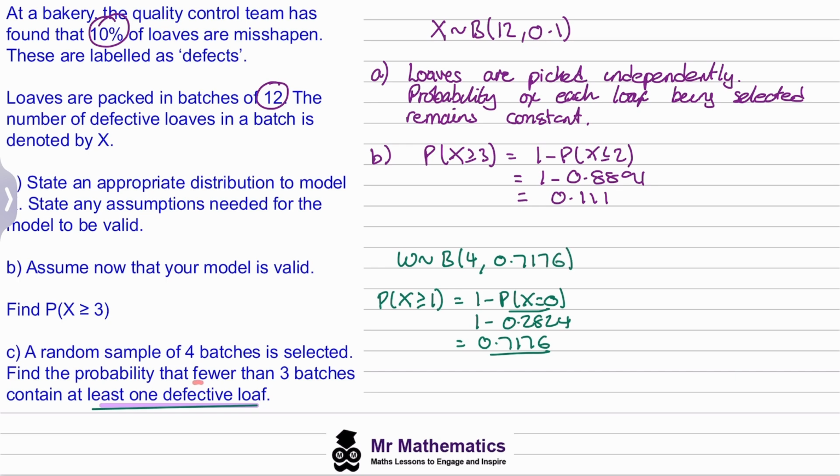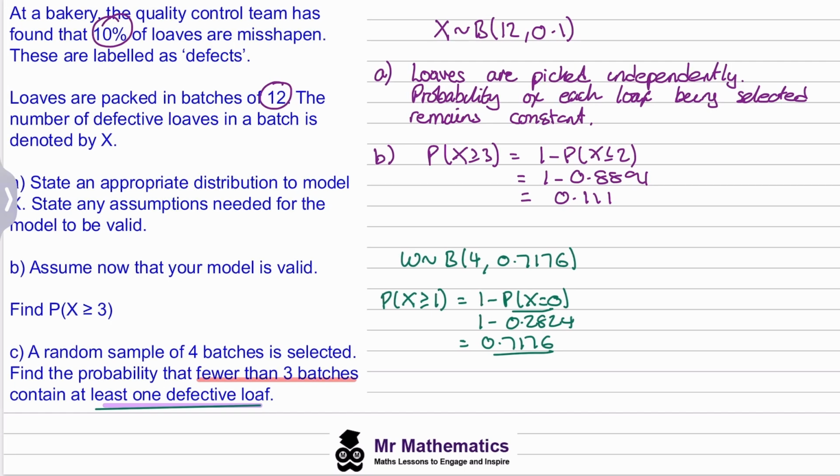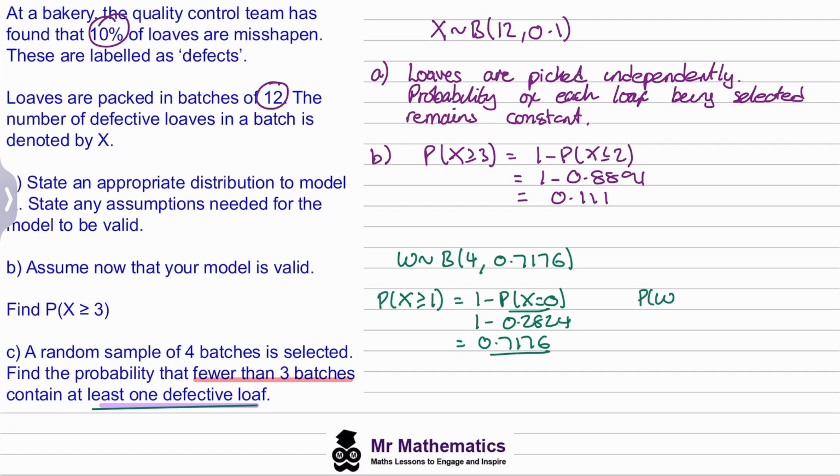And then we want W being fewer than 3 batches. So this will be the probability that W is less than 3, which is the same as the probability of W being less than or equal to 2, which we can work out as 0.3174. Okay?